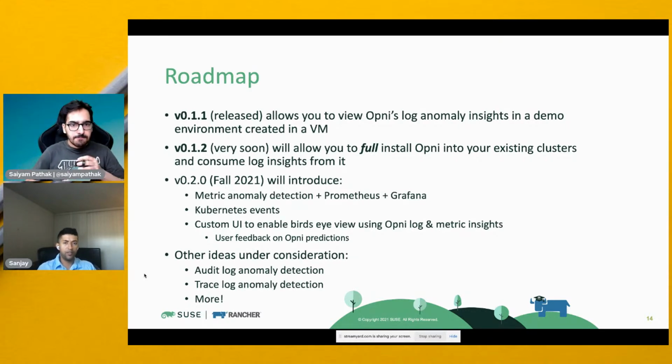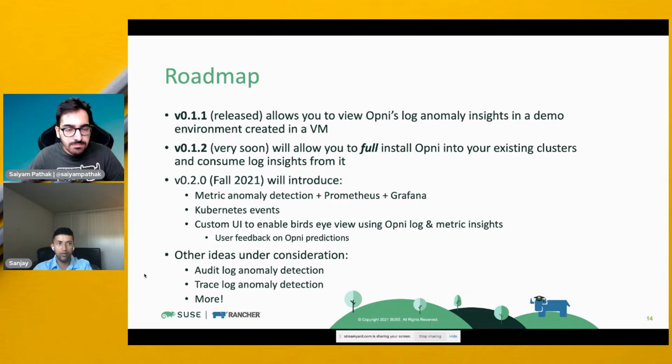It allows you to view Opni's logs and log anomaly insights in a demo environment created in a VM. So basically, the entire demo minus the workload anomaly portion of it. If you have a VM that is bare bones, and I'm going to show you in just a second, you'll be able to run this demo. And v0.1.2, which is going to be very soon, will allow you to fully install Opni into your existing clusters and consume log insights from it.